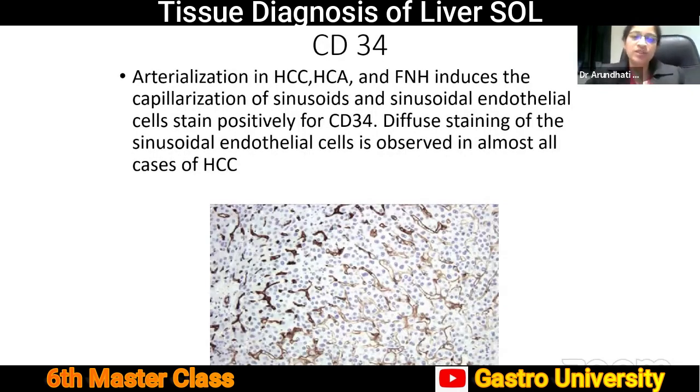CD34 is used as an indirect marker for evidence of arterialization in hepatocellular carcinomas. So in this slide, if you can see, at the lower right is the normal liver parenchyma, whereas as you move towards the upper left corner, you see the increasing arterialization with diffuse expression of CD34 by the endothelial cells.